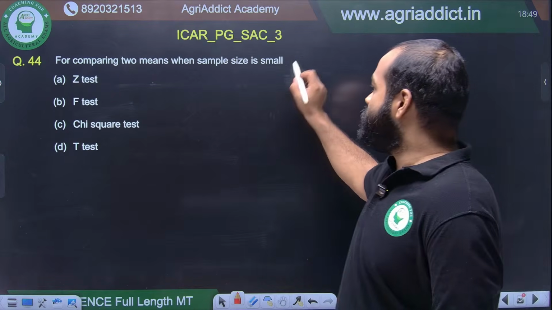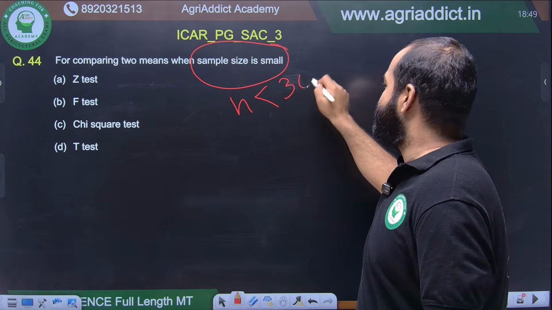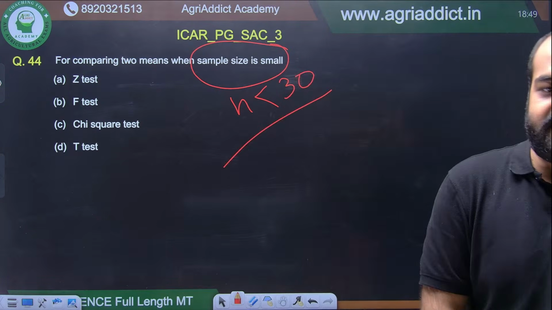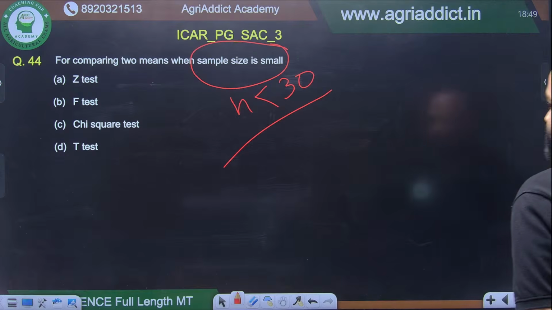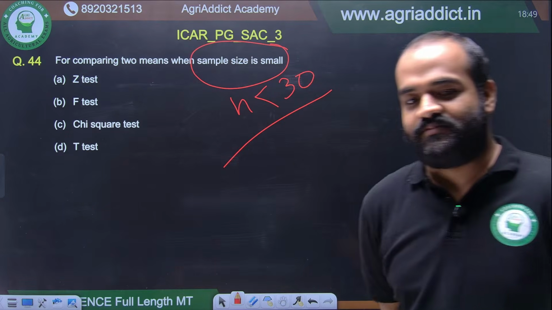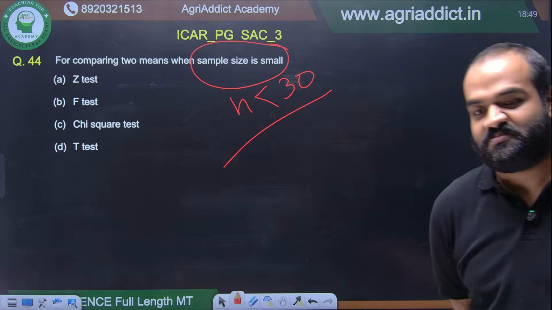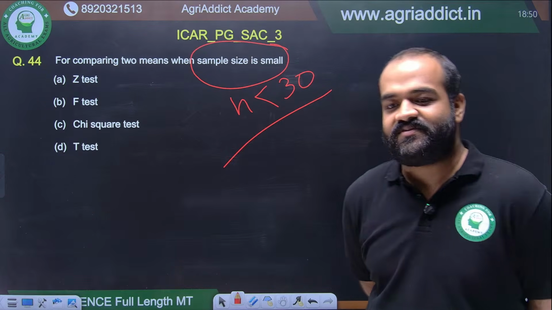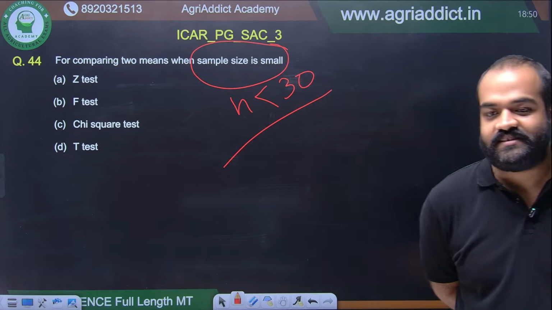For comparing two means when sample size is small, I will make it easier for you. When sample size is less than 30, which test is used? This is also a very basic statistics question. Statistics is important. Two, three, maybe one or two questions might come from statistics, so be very thorough. Statistics is very important. It will go on with your life till your PhD, till everything.